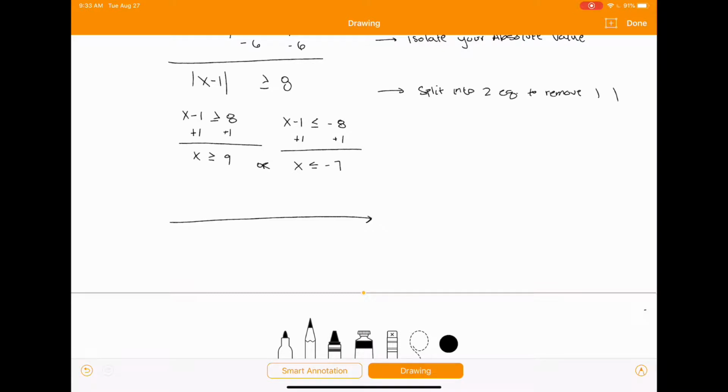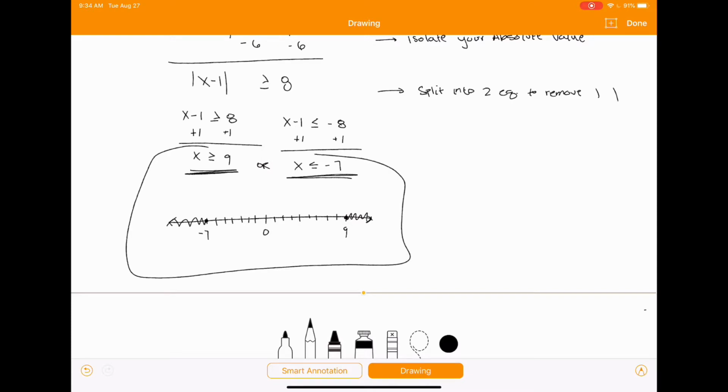Now you can come down here. You can graph that on your number line. So 1, 2, 3, 4, 5, 6, 7, 8, 9. 1, 2, 3, 4, 5, 6, 7. All right, now there's going to be closed circles on both of these. Now looking at this, x is greater than, so we're going to go to the right. x is less than, so we go to the left at -7. And so this here would be your solution to that inequality.